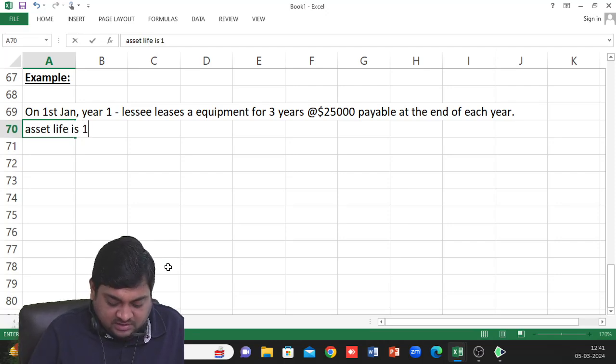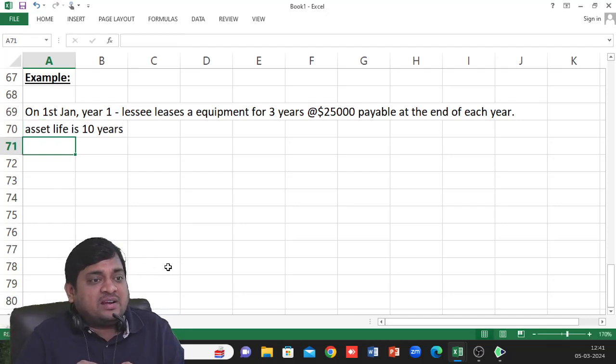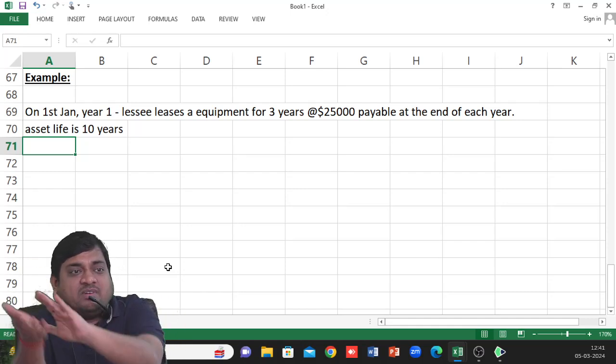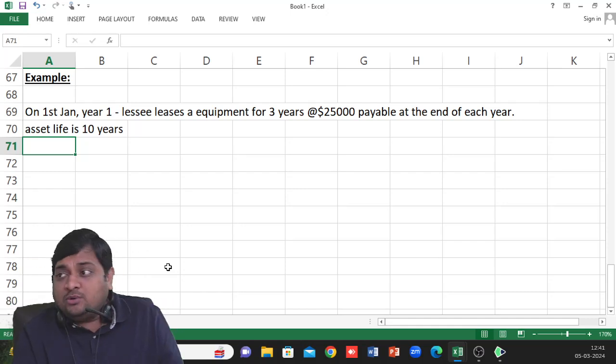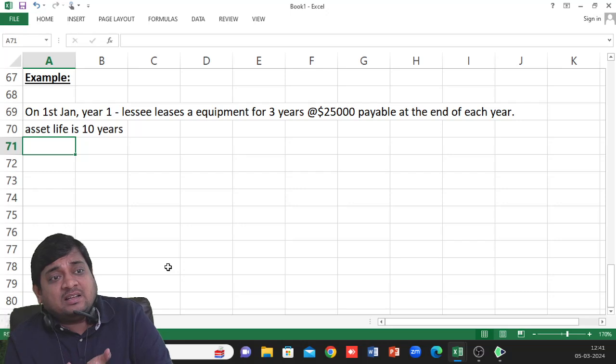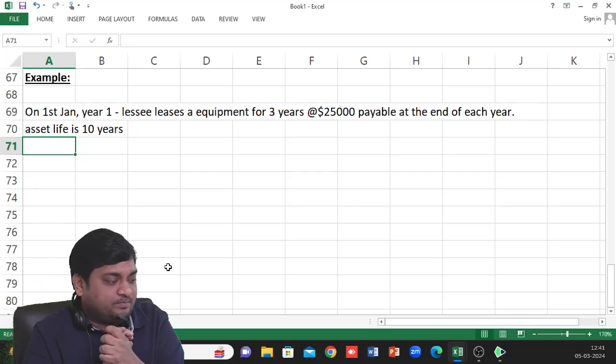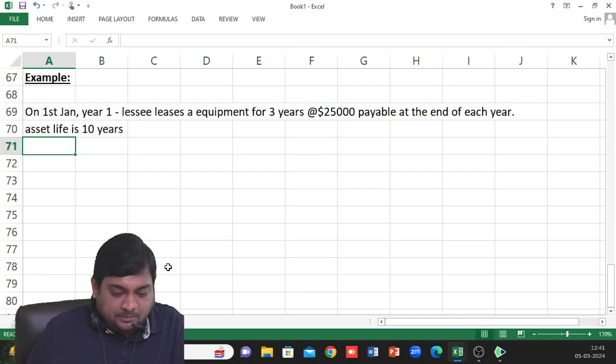Asset life is 10 years. So by default, I can easily make out that this is not a finance lease, because after 3 years the lessor will give it to someone else. I'm not using the major life of the asset. If I was using the major life of the asset, then by default it would be a finance lease. It is one of the criteria. Right?